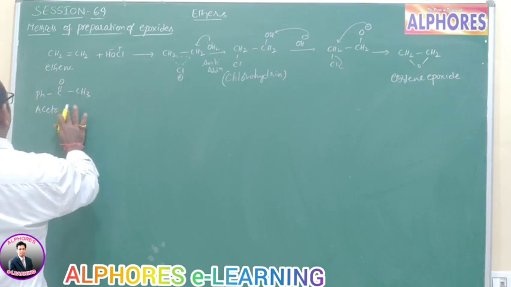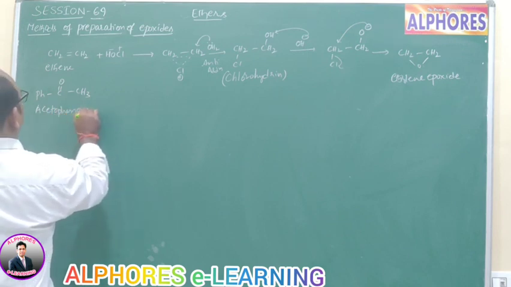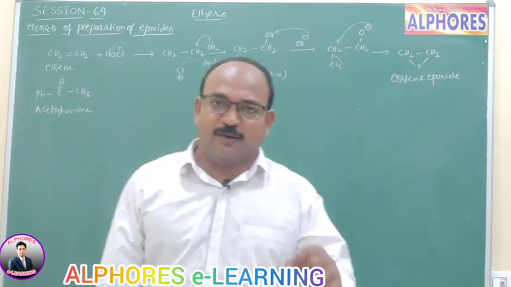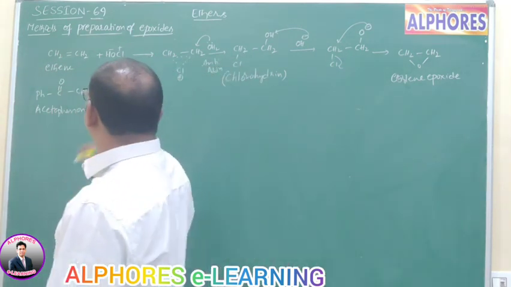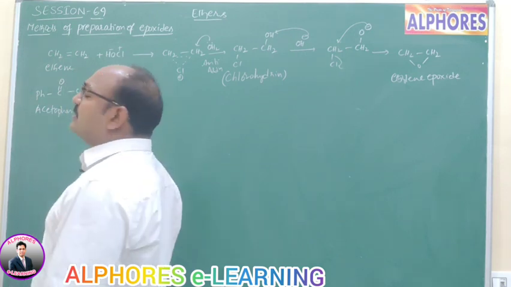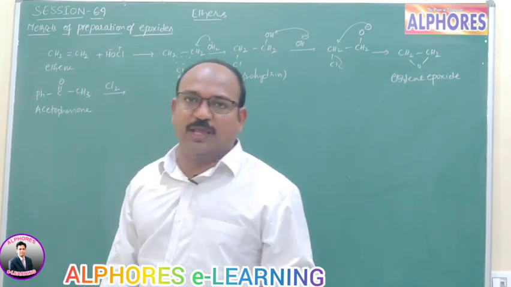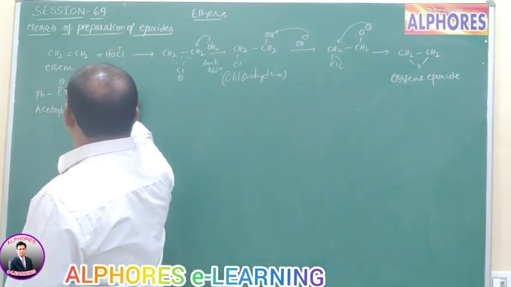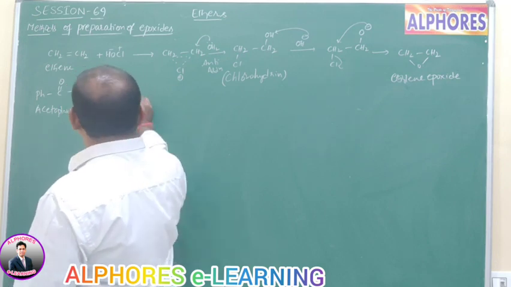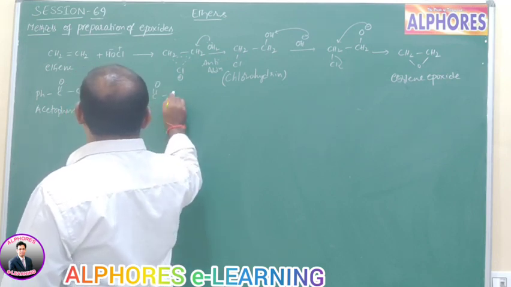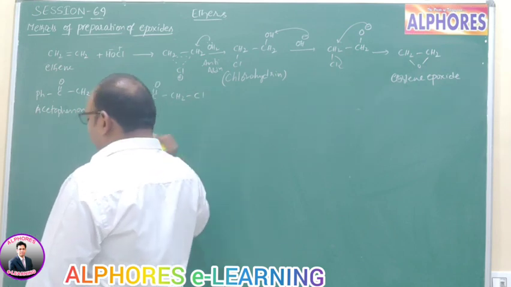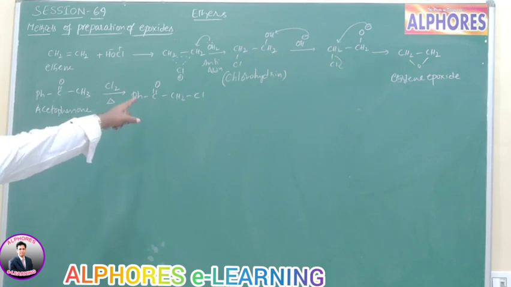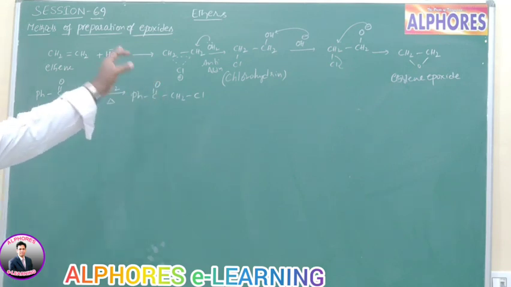I am going to consider acetophenone first. The starting material is acetophenone. Acetophenone upon reaction with halogen, say Cl2, not a polyhalogenation, only monohalogenation takes place. Acetophenone upon reaction with chlorine gives Ph C double bond O CH2Cl, chloromethyl phenyl ketone.